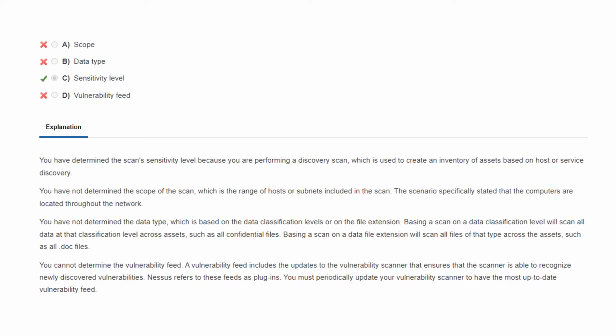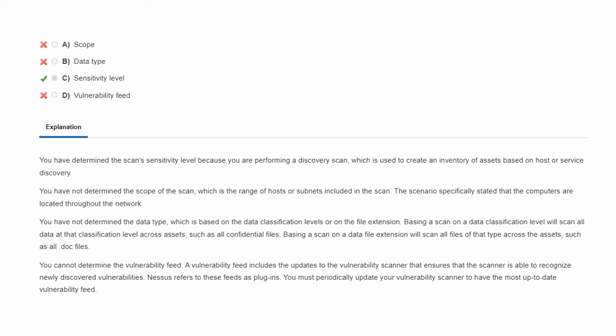You have not determined the data type, which is based on the data classification levels or on the file extension. Basing a scan on a data classification level will scan all data at that classification level across assets, such as all confidential files. Basing a scan on data file extension will scan all files of that type across the assets, such as all .doc files, let's say, Word documents.